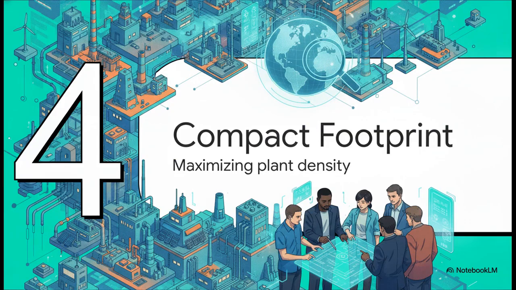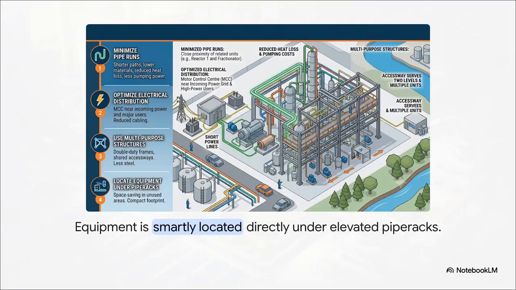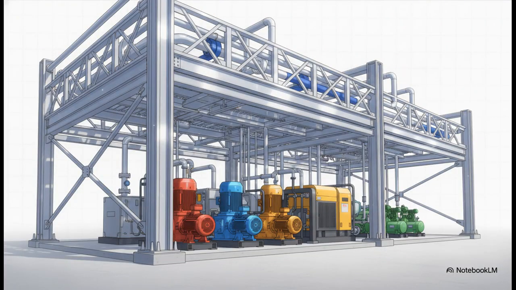Finally, pillar number 4, maintaining a compact footprint to maximize plant density. The best designers out there are always hunting for free real estate. For example, look right underneath those large elevated pipe racks carrying the colorful fluid lines. Instead of just leaving that ground space empty, smart engineers tuck necessary processing equipment and small tanks right underneath them. This tactic of nesting equipment in otherwise unused areas creates an incredibly compact overall footprint.